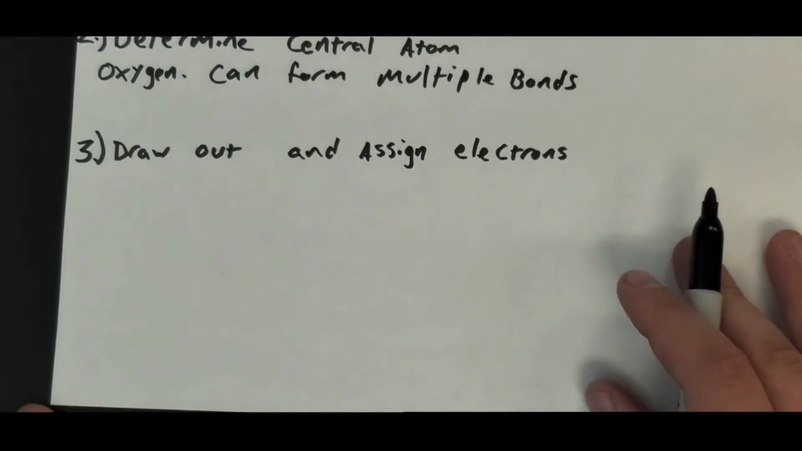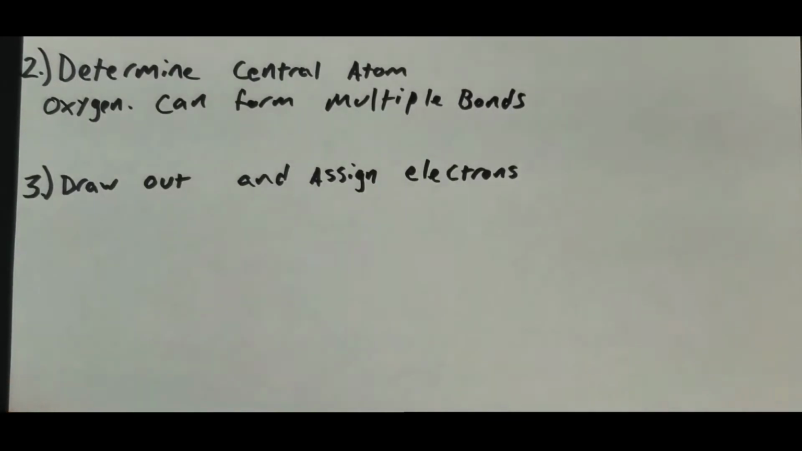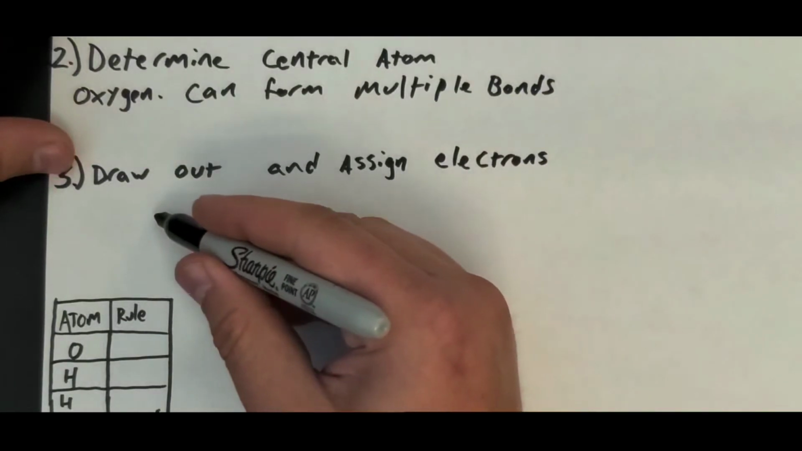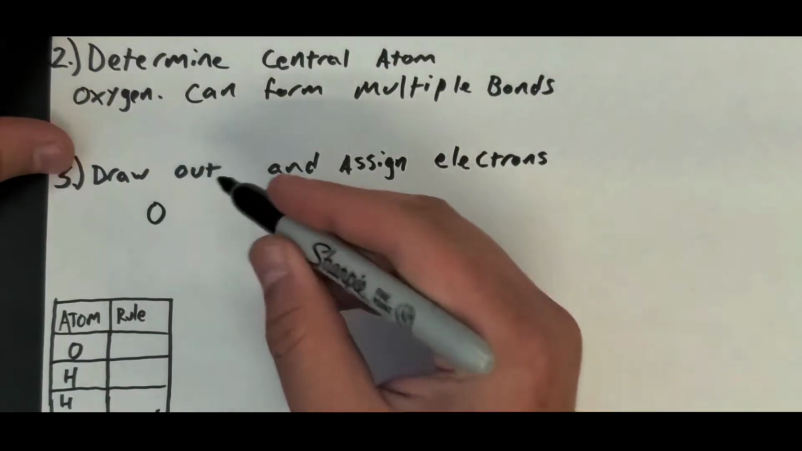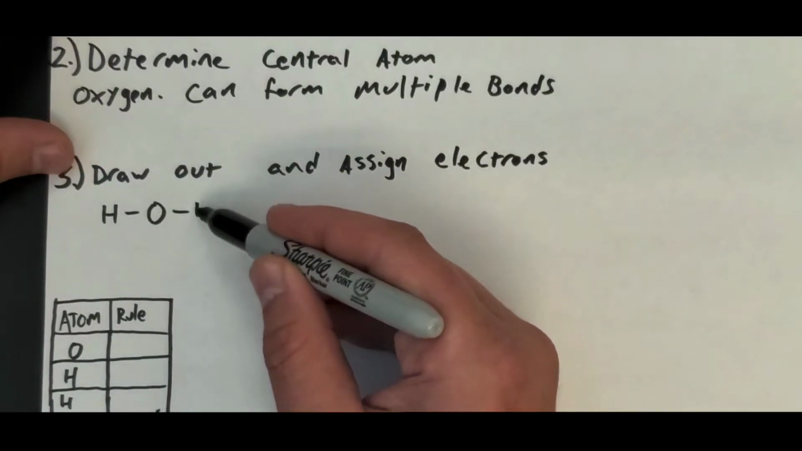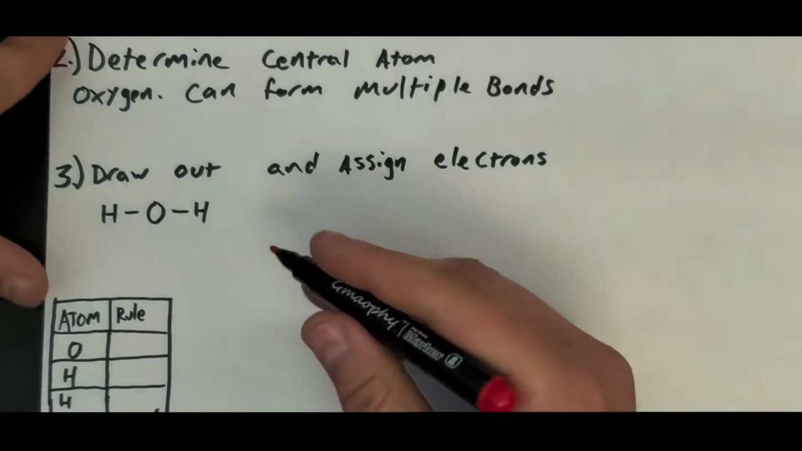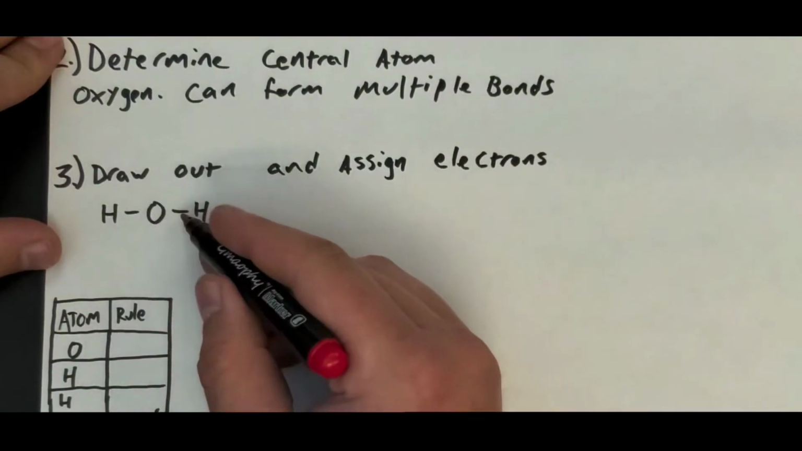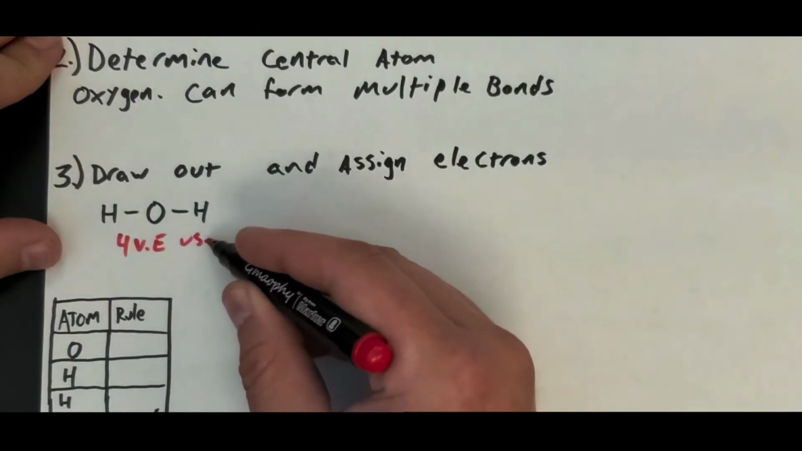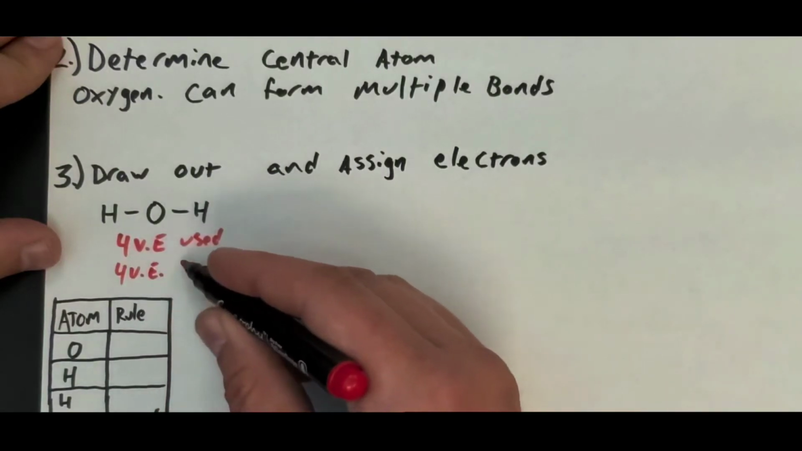And now we can start drawing out the structure and assigning electrons. So we'll begin by putting down the central atom, which is going to be oxygen, and then on either side of it we'll just connect up hydrogen. We'll count up the valence electrons that have been used here, so 2, 4. 4 valence electrons used, that means we have 4 valence electrons left.